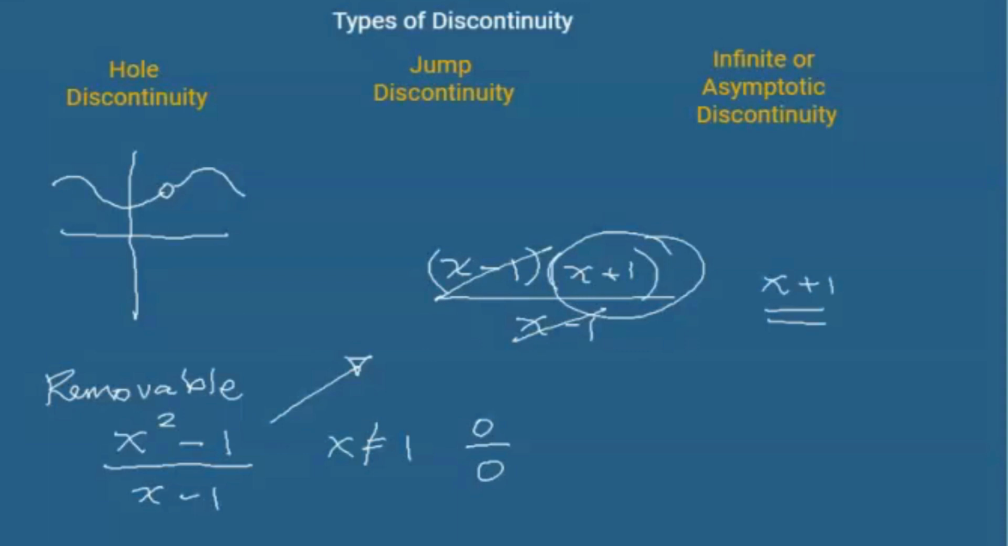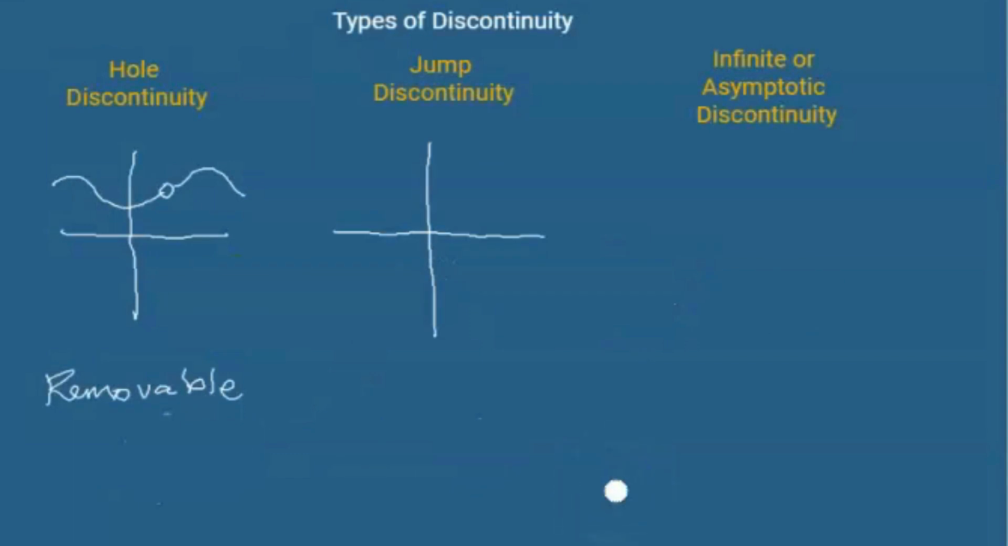Let's go to the next one, which is jump discontinuity. This one occurs when the graph of the function stops at one point, and then jumps to another point. So that is a jump discontinuity. Both left and right hand limits exist, but they're not equal.